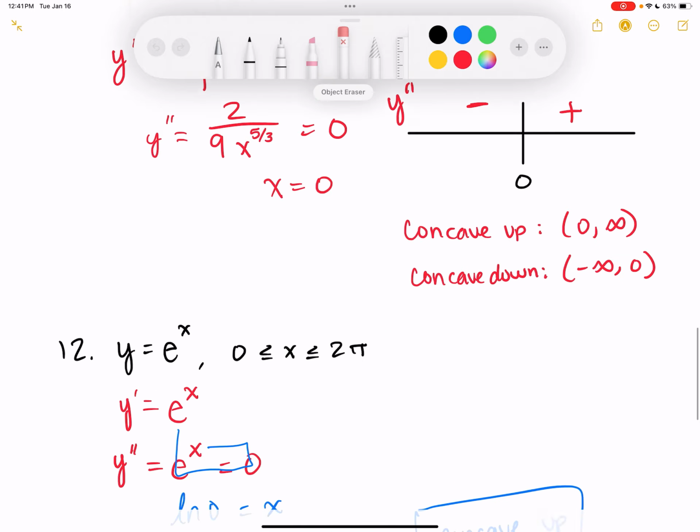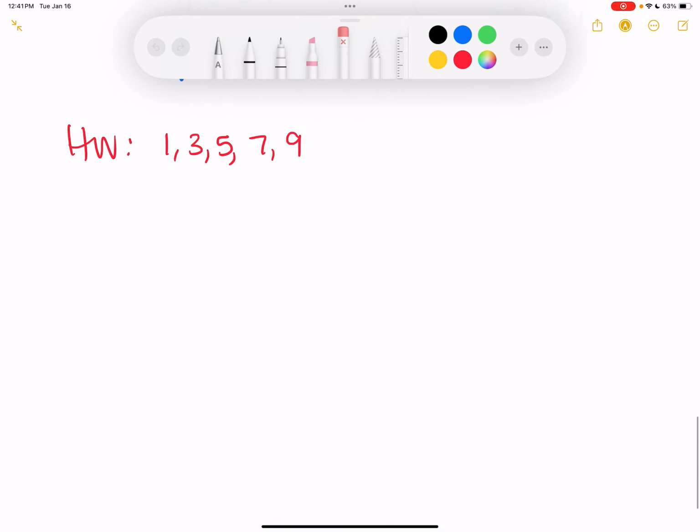Okay. Where do we leave off? Points of inflection. Find all points of inflection of the function. Number 16. Y equals x cubed times 4 minus x.